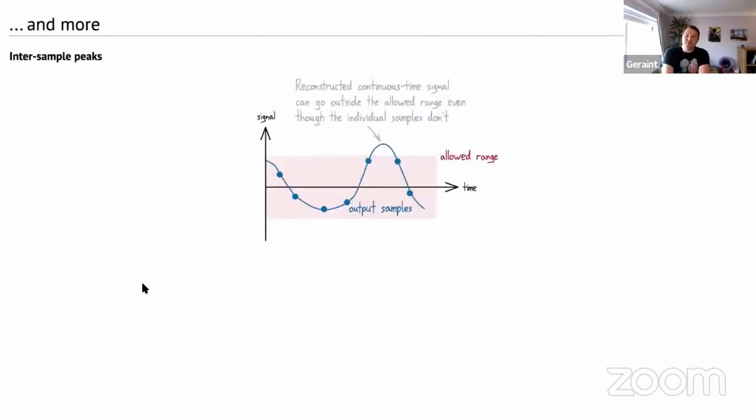But another thing you probably want to consider for a limiter is inter-sample peaks. So we have so far just concerned ourselves with making sure that each individual sample is within the output range that we want.